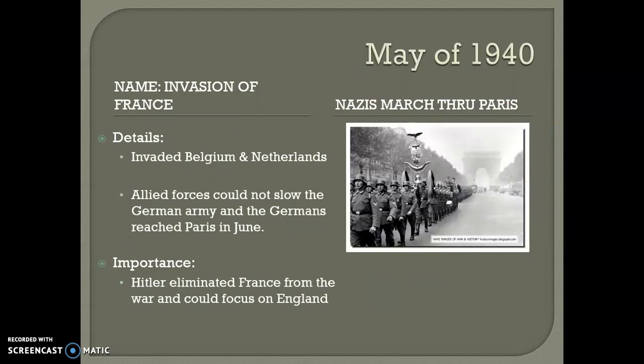This slide might be a little more confusing. I have May of 1940, and then I talk about June. So these events start in May and end in June. Here's what we want to know: the invasion of France. That sort of starts in May. What really happens is that Hitler will invade Belgium and the Netherlands. These are two countries that are kind of the easiest path into France. He will invade both those countries in about 3 weeks, and then he'll be on his way into France.